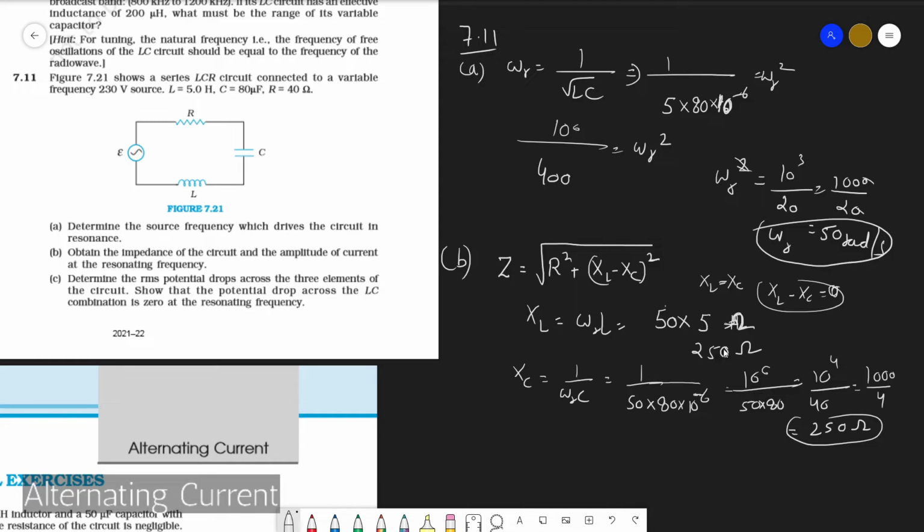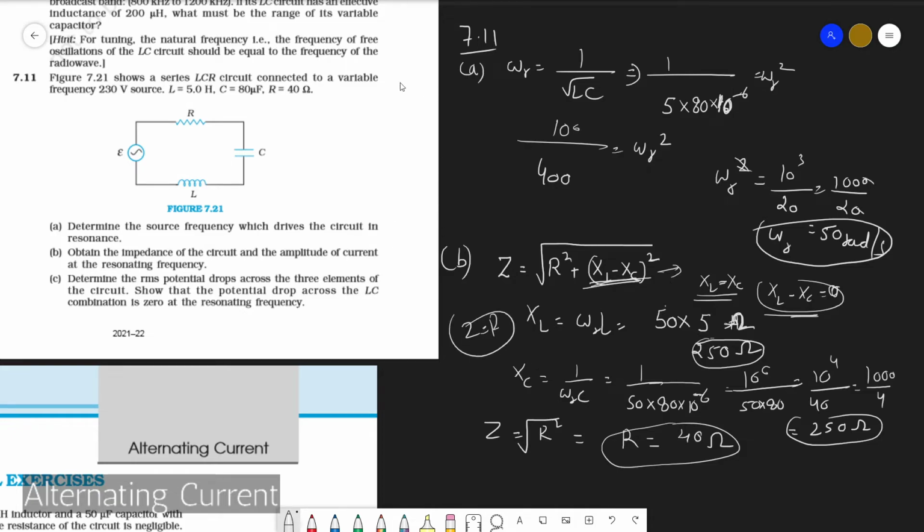So you can see that both are equal. If I write 250 minus 250, it is 0. So Z is equal to the square root of R square, which is R, and the value of R is 40 ohms simply. Anyway, I solved it here, but you can also write theoretically that at resonance XL equals XC, so that term reduces to 0 and Z becomes equal to R. So now let us move to the next part of this question. What is the next part saying?